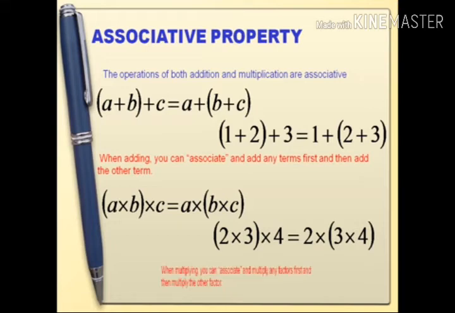When you multiply, you can associate and multiply any factor first, then multiply the other factor. I think it is clear to you now, and when we have to use it is also clear. So what have we learned already? Two properties: first, the commutative property, and next, the associative property. Got it?